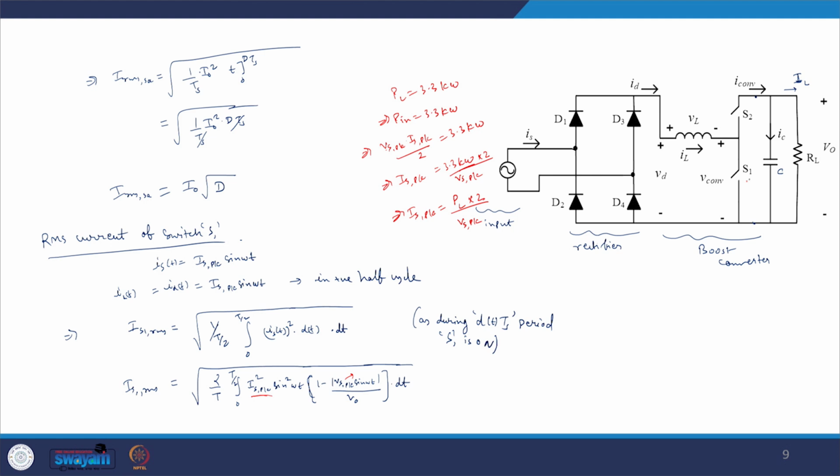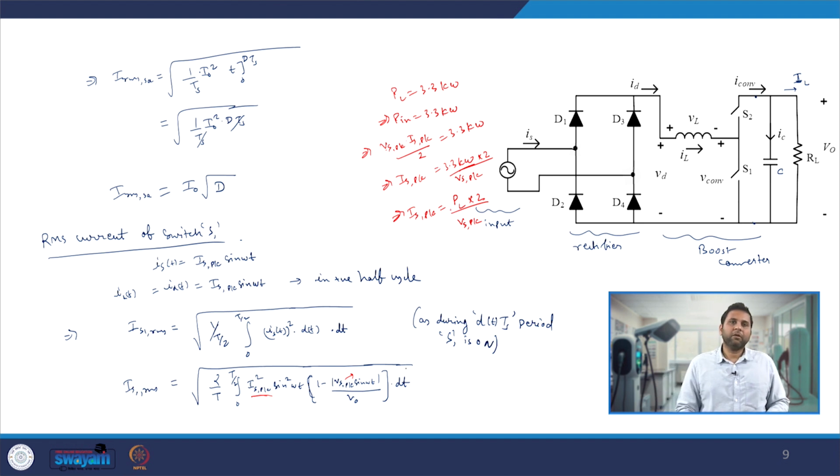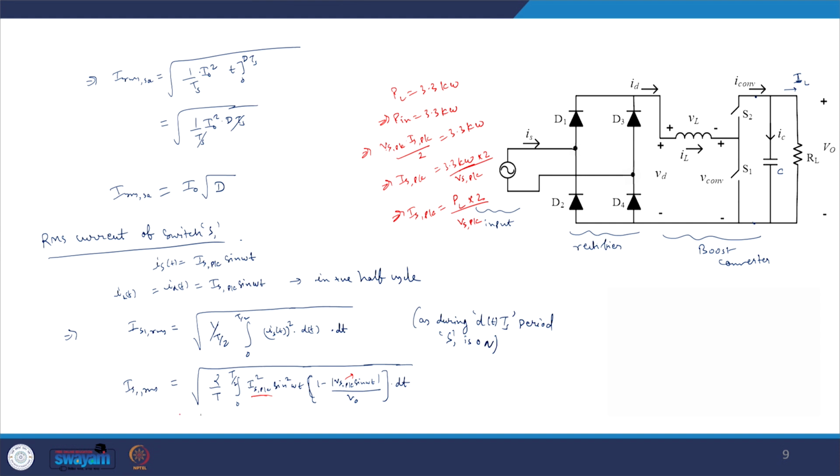That depends on Vs peak and V naught, which we already know, because we know to what AC voltage the converter will be connected, what the output DC voltage is, and what peak current one can expect to be drawn from the AC voltage source if the converter is designed for a certain power level. So one can easily calculate the value of IS peak, and put this expression in any high-end computing software to calculate the RMS current flowing through IS1.